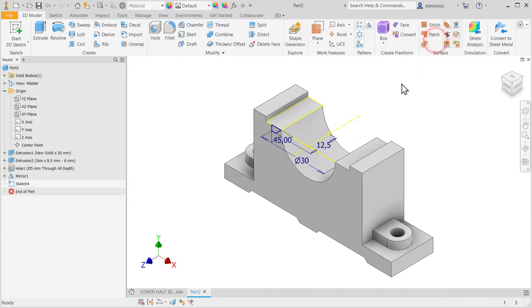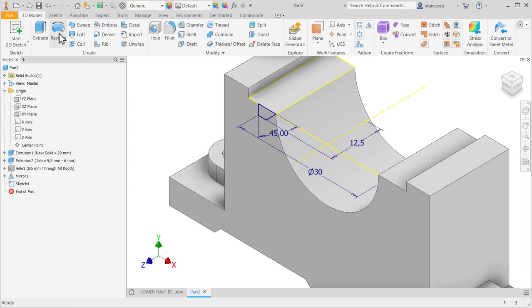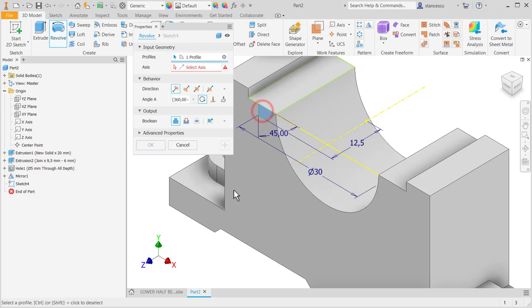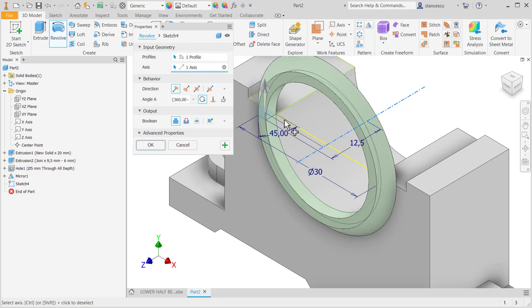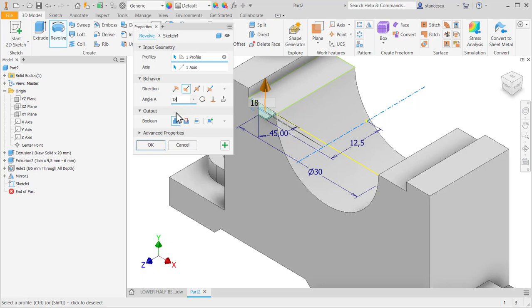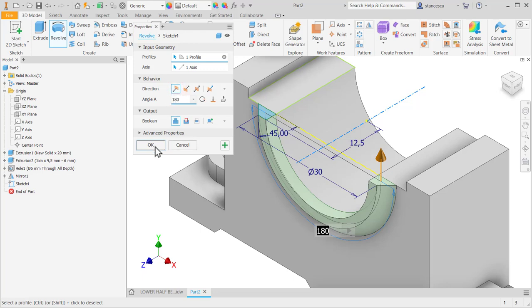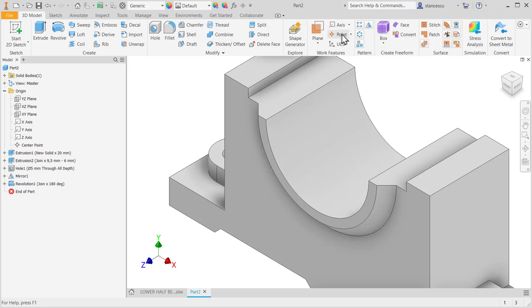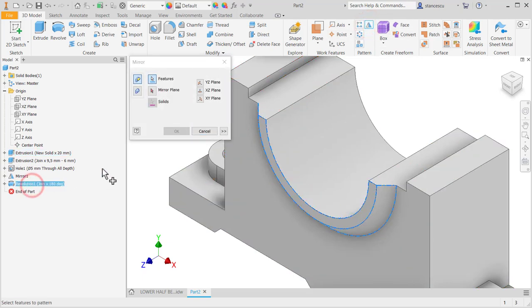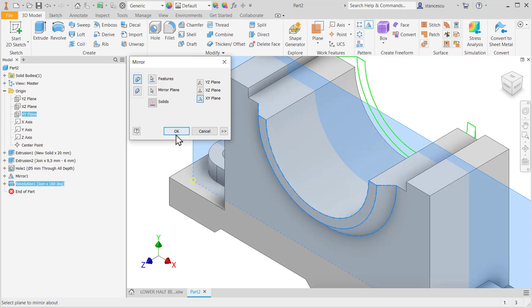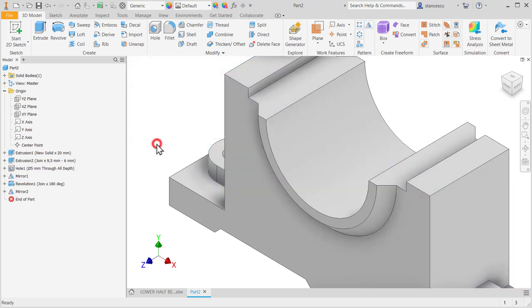Yes, finish sketch, and now revolve. This is what I want to revolve. The axis is now known, and I don't have to obtain the whole circle, but only 180. The direction is not here. This is the angle here. Yes. Okay. Now mirror again. The last feature about the plane XY. You see here the result. Okay, F6.